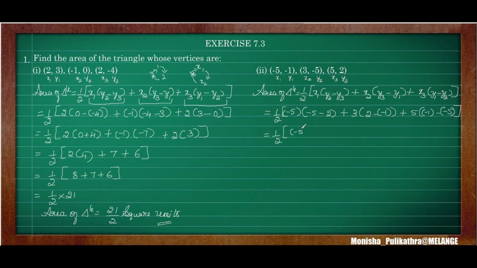So minus 5 into minus plus, so 5 plus 2 is 7 and the larger number's sign is minus, so minus 7. Plus 3 into 2 minus into minus plus 1 plus 5. Write minus 1 as it is, minus into minus plus 5.